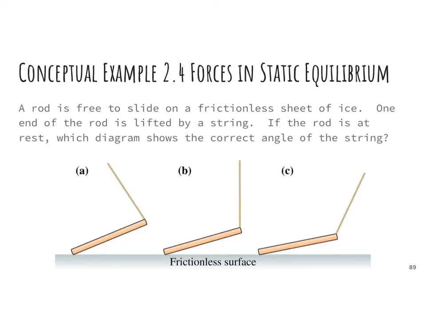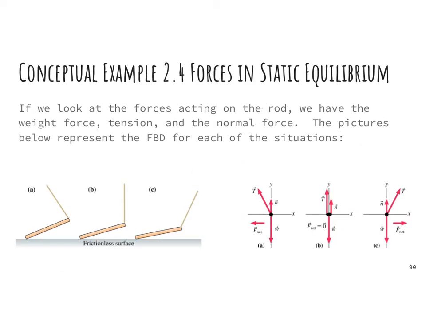So this is just a quick conceptual example. The conceptual example is: a rod is free to slide on a frictionless sheet of ice. One end of the rod is lifted by a string. If the rod is at rest, which diagram shows the correct angle of the string? And this is a frictionless surface, which means that I can't rely on friction to counteract the forces. So the best way that I can evaluate this is by taking a quick look at the free body diagrams.